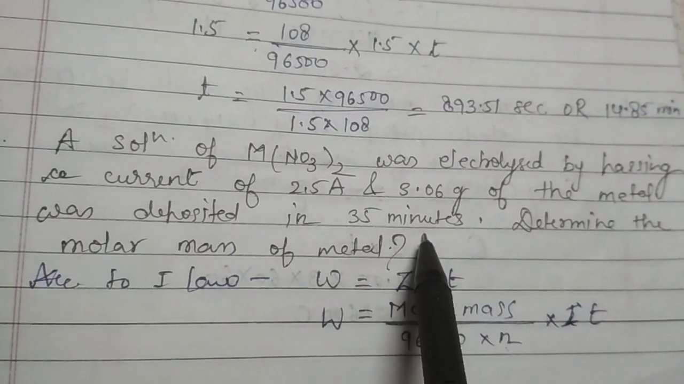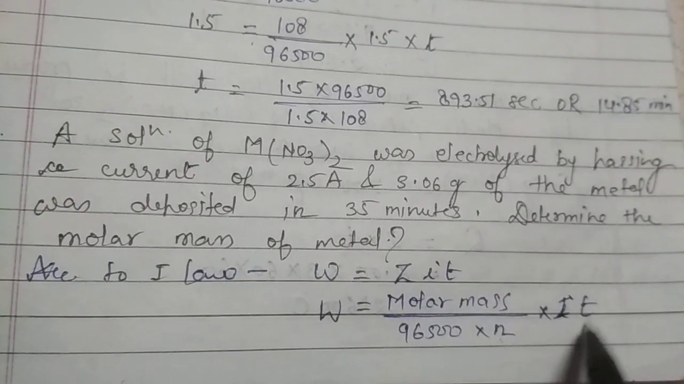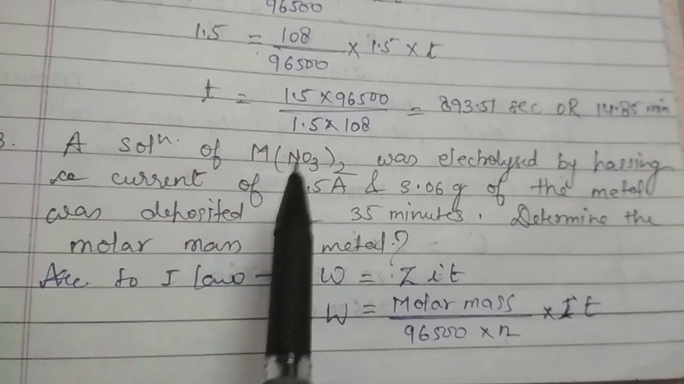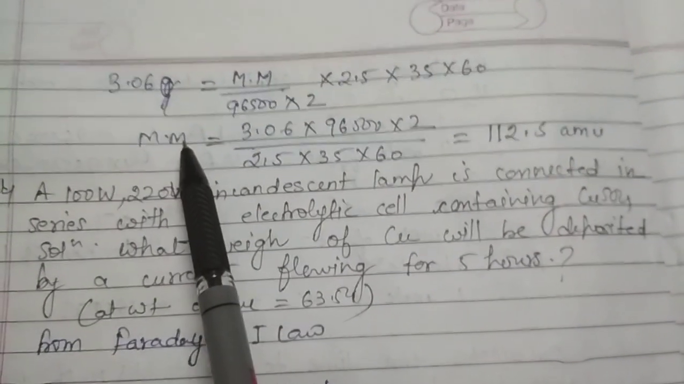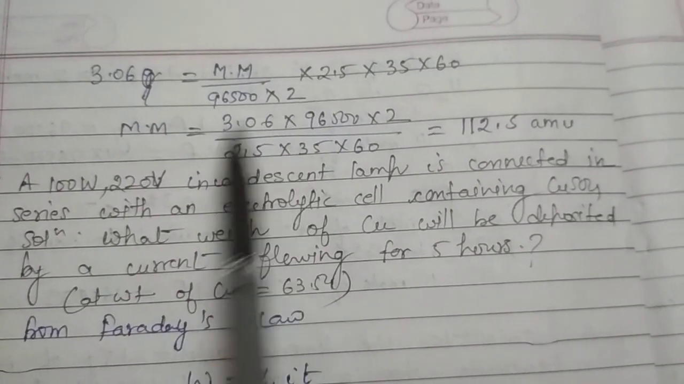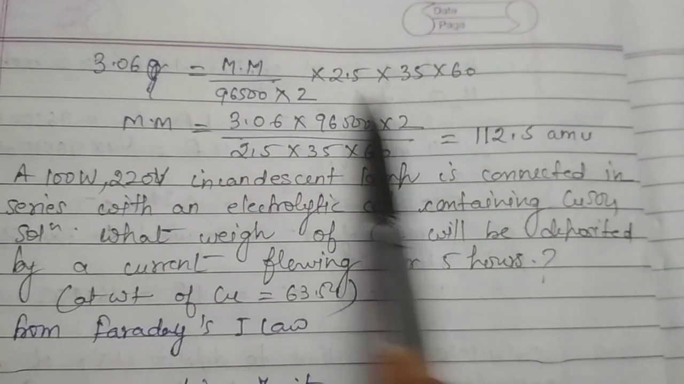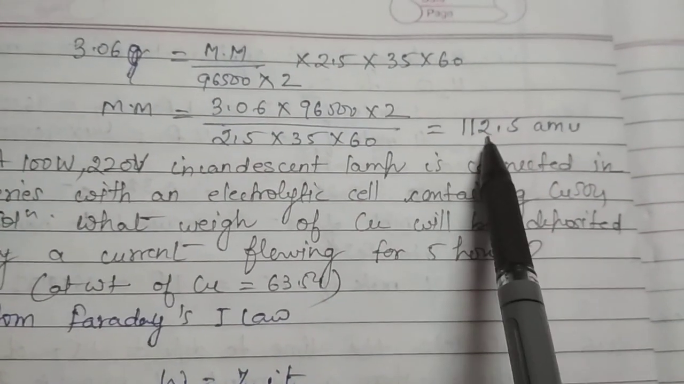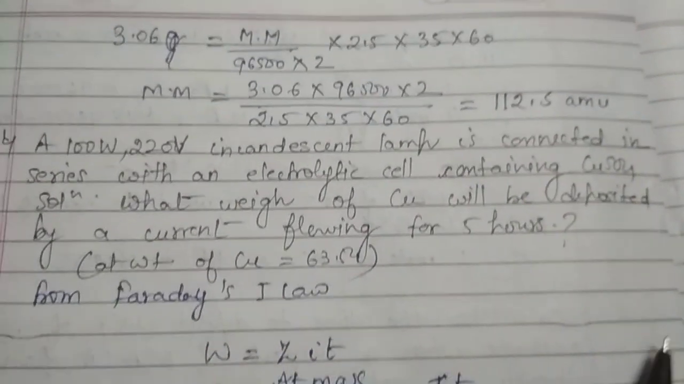Time is given as 35 minutes, but here we are to put the time in seconds. So we will convert the 35 minutes into seconds. By placing all the values, we can calculate the molar mass of the metal. So the molar mass would be equal to 3.06 × 96500 × 2 upon 2.5 × 35 × 60, that we have converted into seconds. And we would be getting the answer as 112.5 AMU.